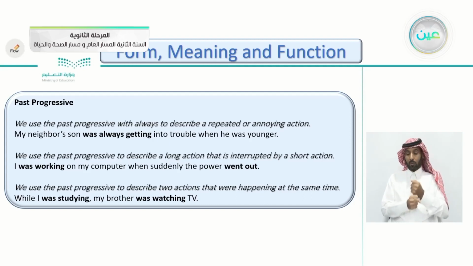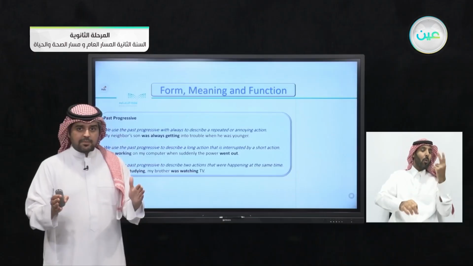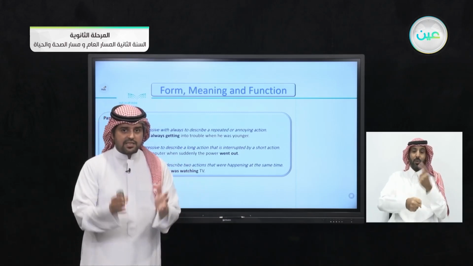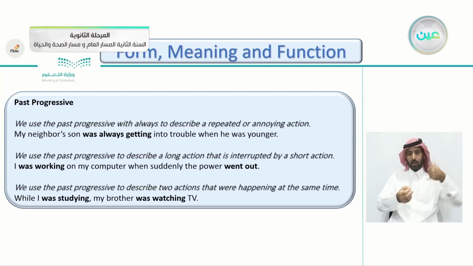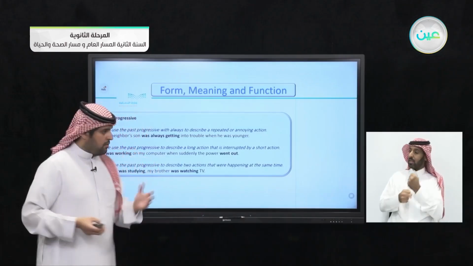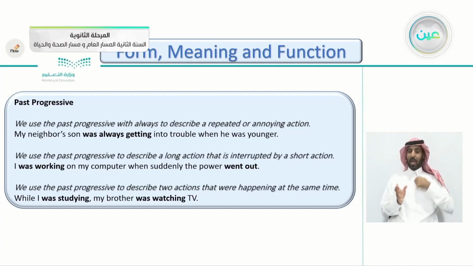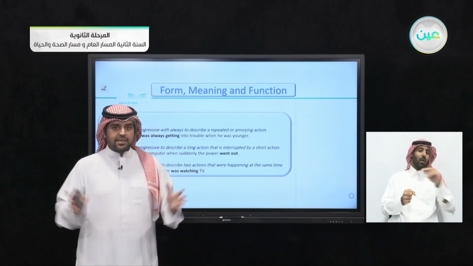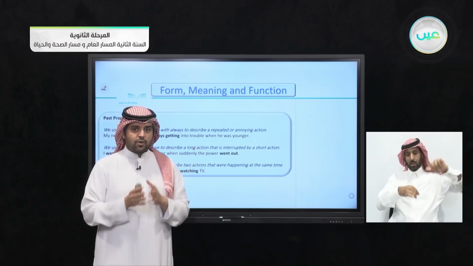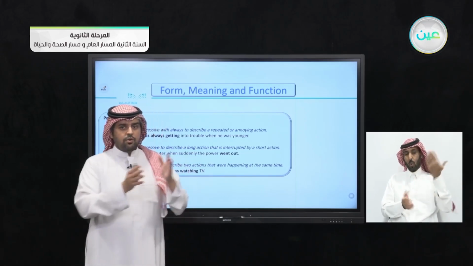We use the past progressive to describe two actions that were happening at the same time. If we have two actions happening simultaneously, we use the past progressive. While I was studying, my brother was watching TV. Of course, we always use the word "while." While I was sleeping, my brother was studying, etc. So if you have two actions in the past that happened at the same time, you use the past progressive with the word "while."